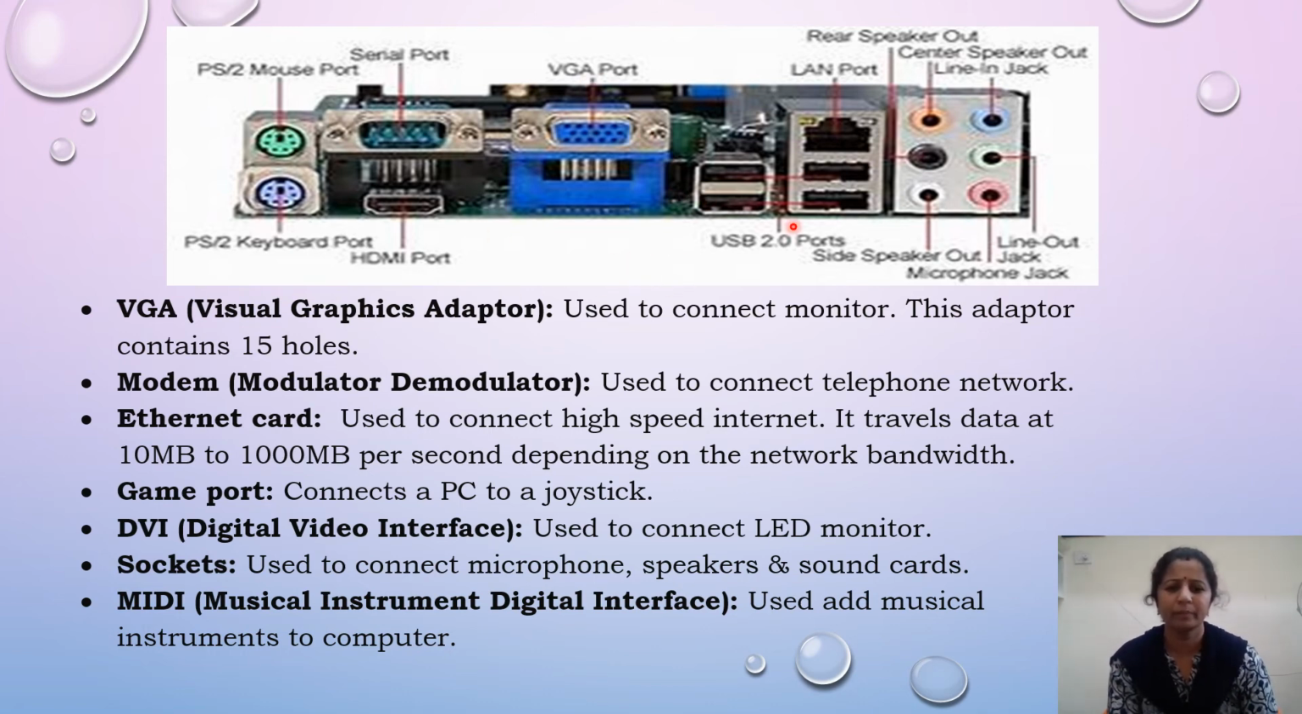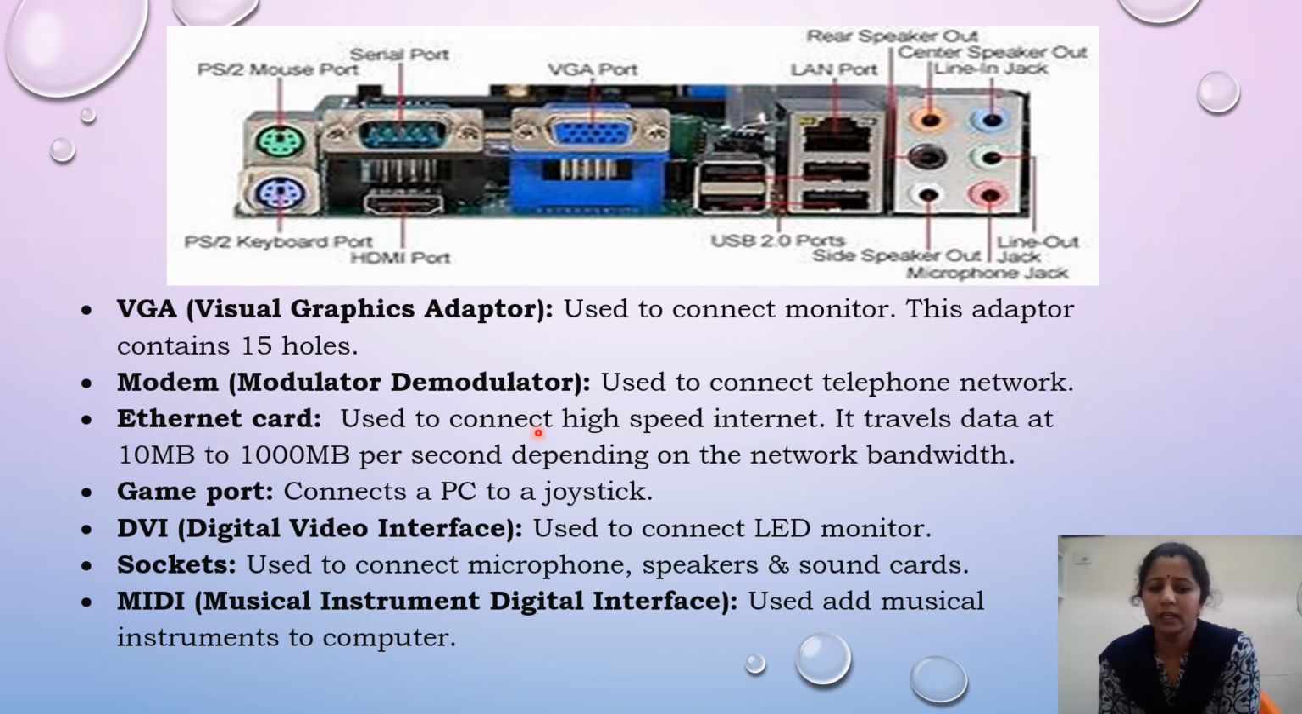Okay. Then modem. Modem is used to connect your telephone network. If you want to connect a telephone network to your computer, we require your modulator and demodulator. That means whatever signal is received will be converted into digital form by the demodulator. Whenever it is transferring, it converts your voice data into digital data. That is your modem. It converts signals into digital form or digital form to signal form. That job is done by your modulator and demodulator.